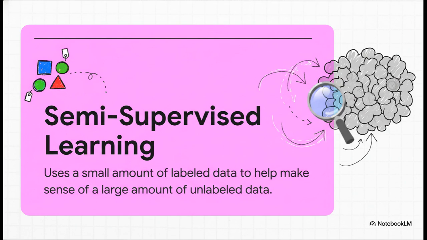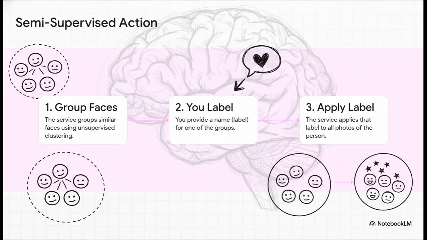And you probably saw this coming. There's a really clever middle ground called semi-supervised learning. It's the best of both worlds. You give the algorithm just a tiny bit of labeled data, just a little hint, and it uses that clue to figure out a huge amount of unlabeled data. It's super efficient. And you've probably seen this in action without even realizing it.